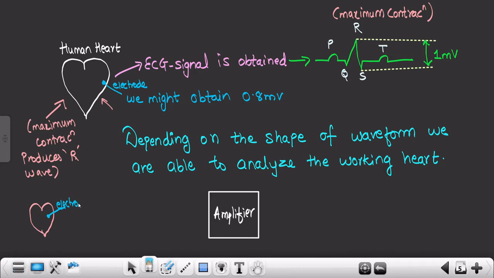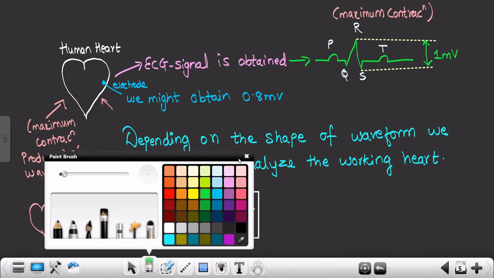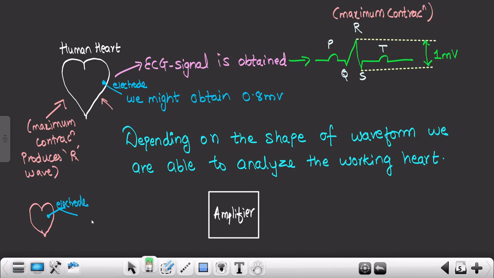Okay, electrode, and there are many electrodes. There isn't any single electrode. Like you will study in higher classes, maybe if you are in biomedical engineering, the central triangle and all. So we need not worry about that part. With the help of this electrode, we are able to obtain this particular weak signal.